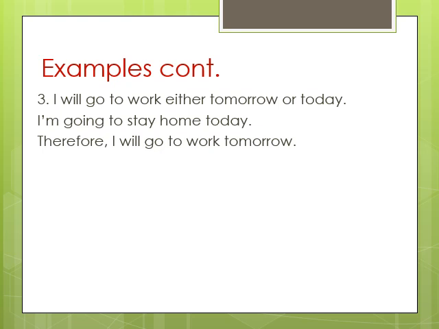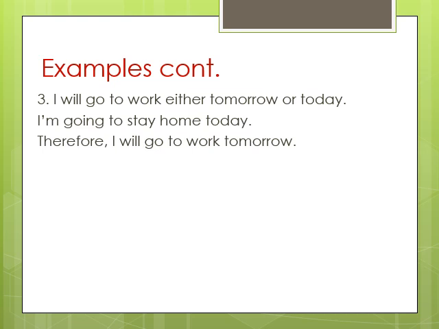Now let's examine these examples we have, the first, the second, and the third. In each example, look at it very carefully. We have arrived at a conclusion from the assumption that some other statements called premises are true. For example, the premises in argument 3 are the statements, I will go to work either tomorrow or today, and I am going to stay home today. And the conclusion is, I will go to work tomorrow.